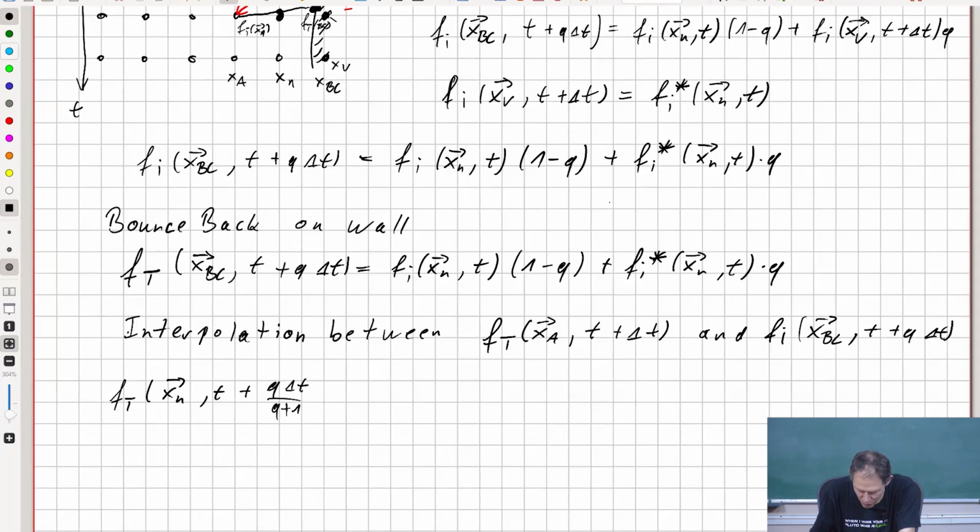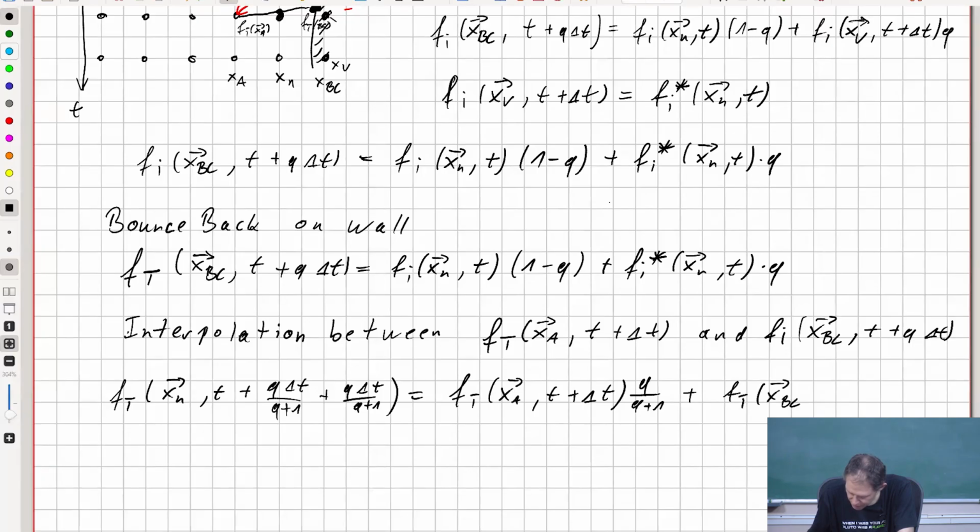So q plus 1, actually the same thing again, q delta t times q plus 1. So we have to do this because we are interpolating in time. This is Fi at XA and t plus delta t. Now this comes in with q divided by q plus 1, plus Fi over bar xbc and t plus q delta t times q by q plus 1.